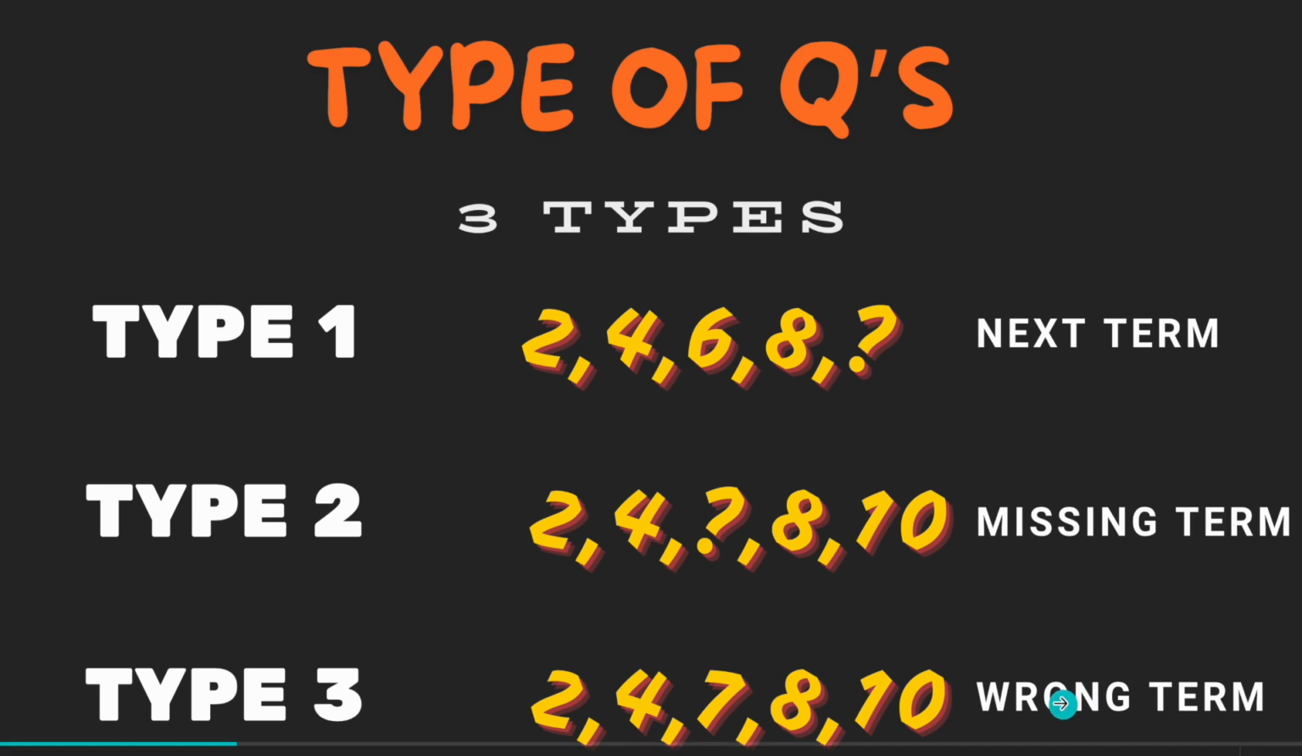And sometimes you are going to see the questions finding the wrong term in the given sequence. 2, 4, 7, 8, 10. What is the wrong term here? So 2, 4, 8, 10 all are even numbers with a common difference of 2. So this should not be 7. If this is 6, then everything will maintain a common difference of 2. That means the wrong term here is going to be the 7. So these are the three types of questions you will be seeing.